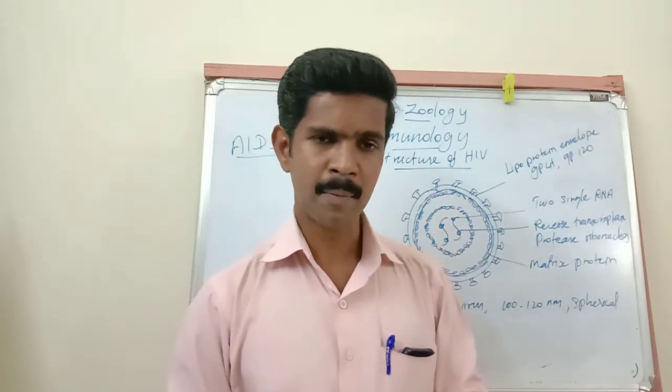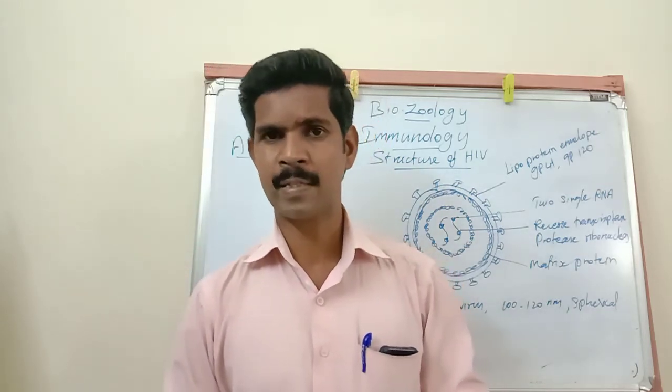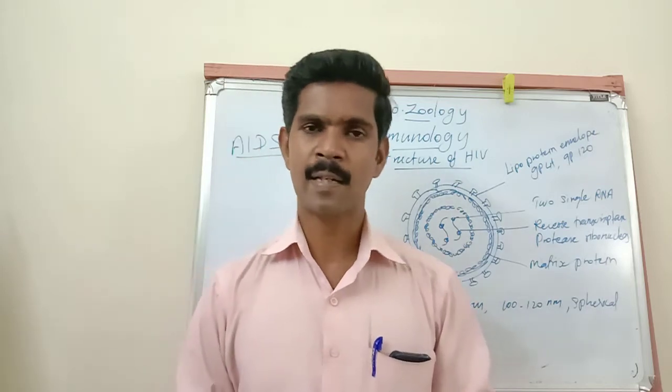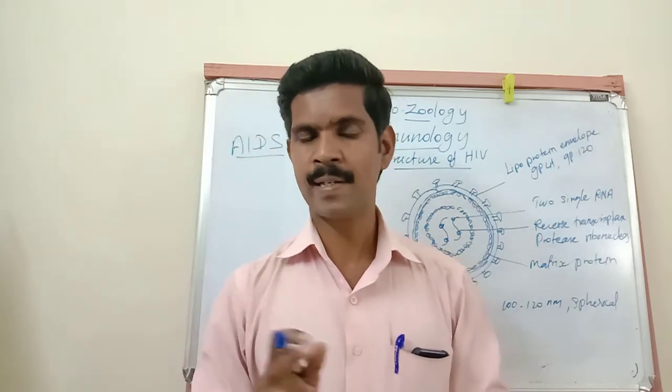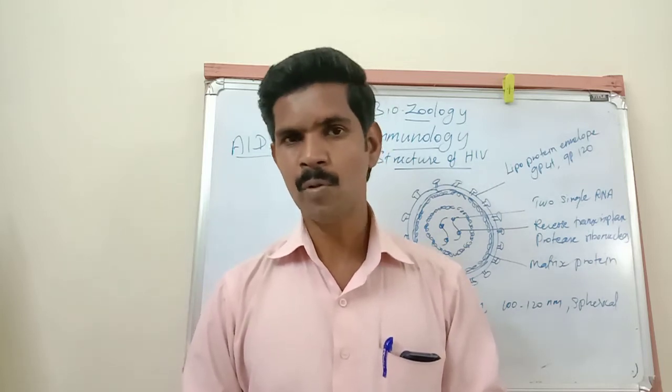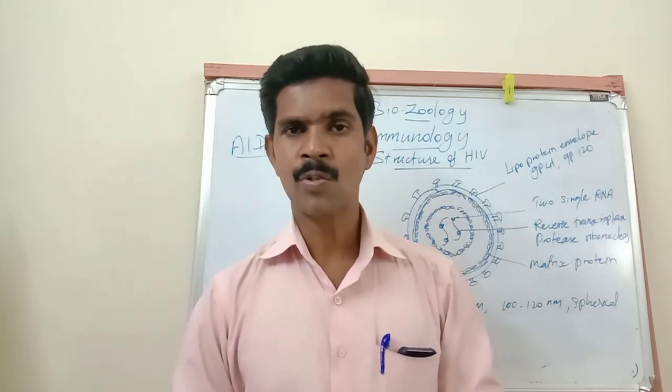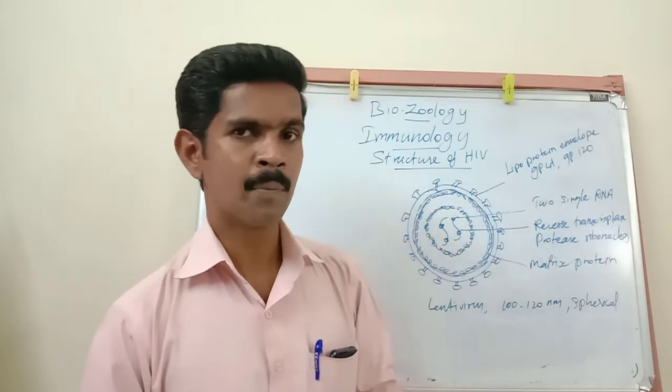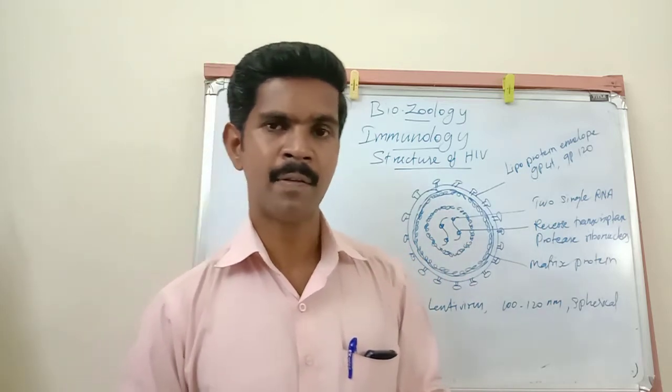Based on the antigens of the HIV virus, HIV is classified into two types: type 1 HIV and type 2 HIV. Understand? Now we are going to study the structure of this HIV virus.